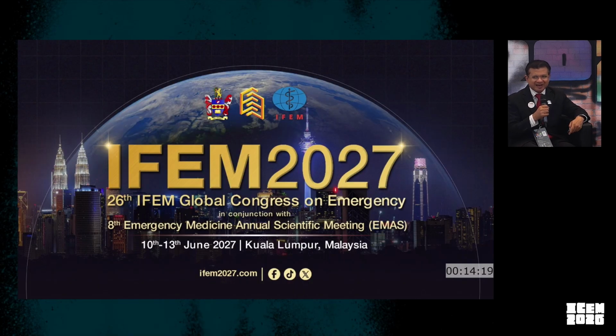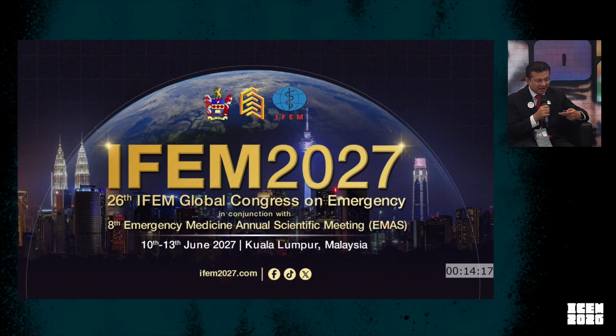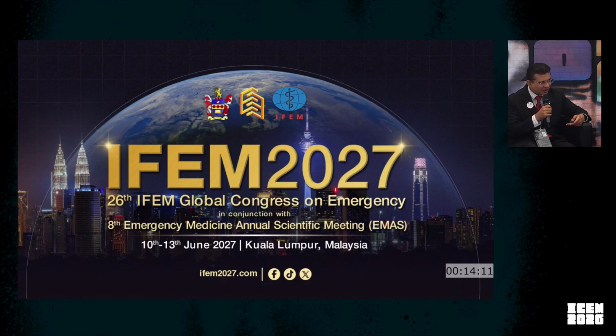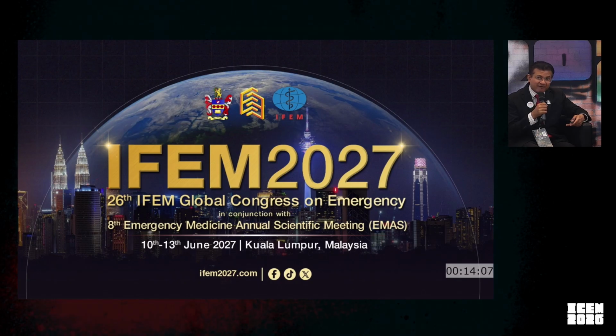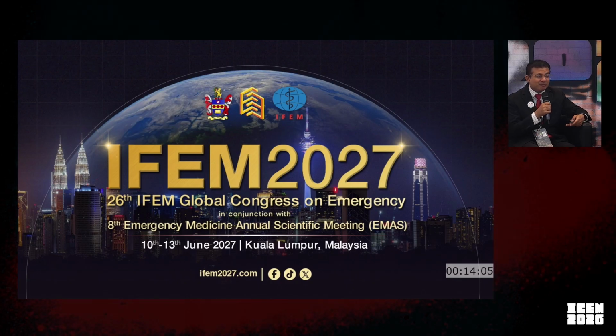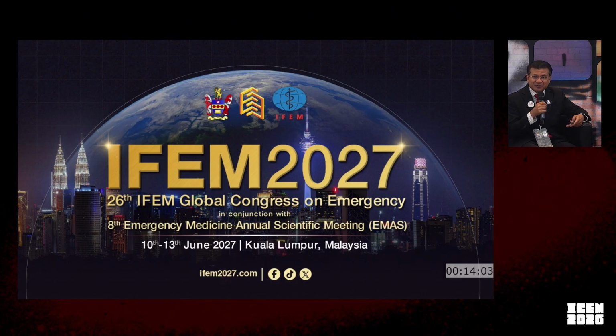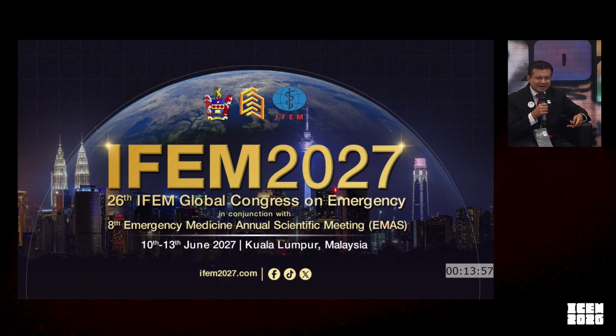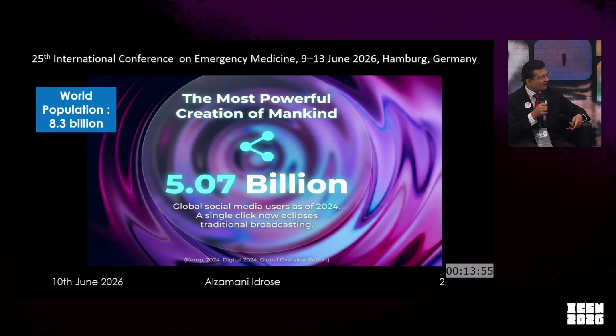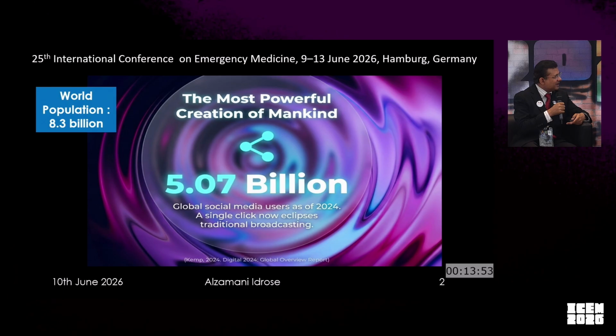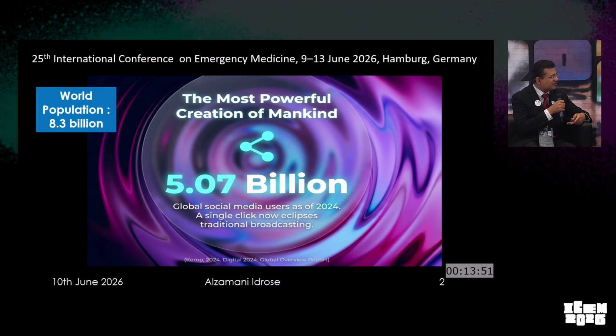Before I proceed, I would really like to share with everyone that next year ICEM 2027 will be in Kuala Lumpur, and for the first time there's a rebranding exercise by IFEM itself, calling it IFEM instead of ICEM. Please come to Kuala Lumpur. The date is 10 to 13 June next year.